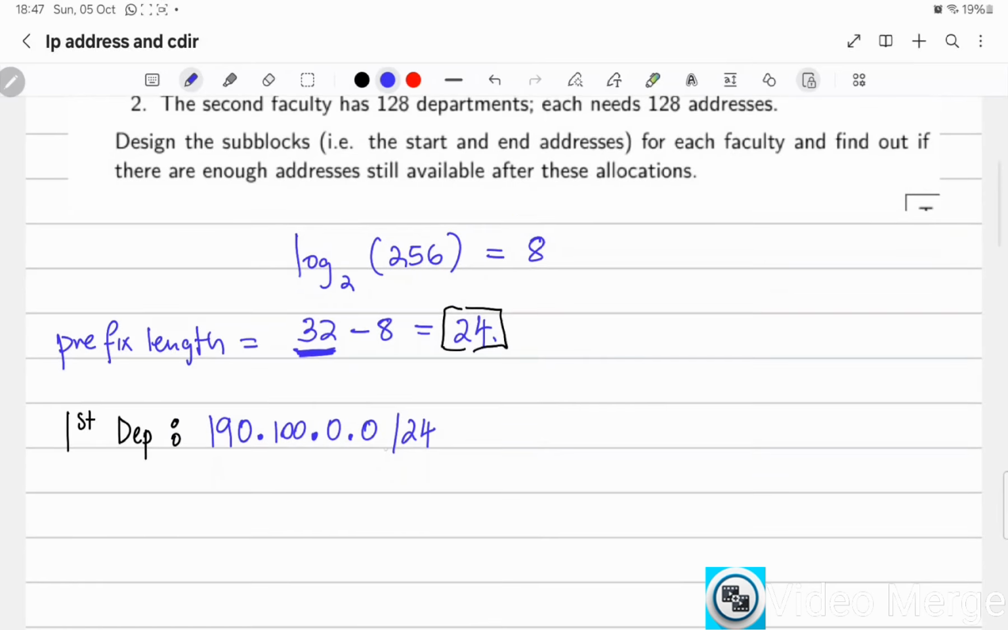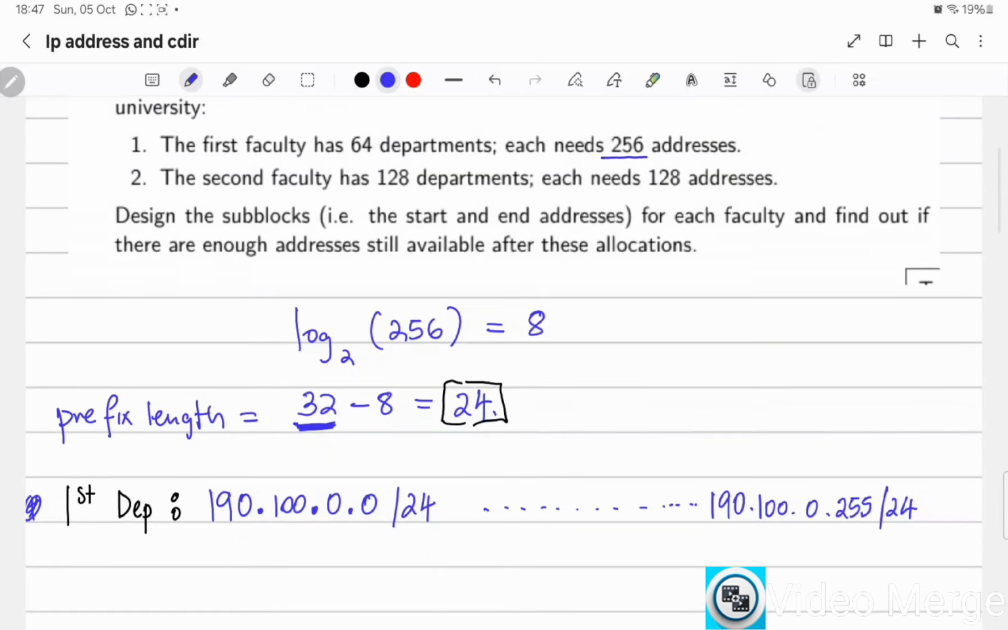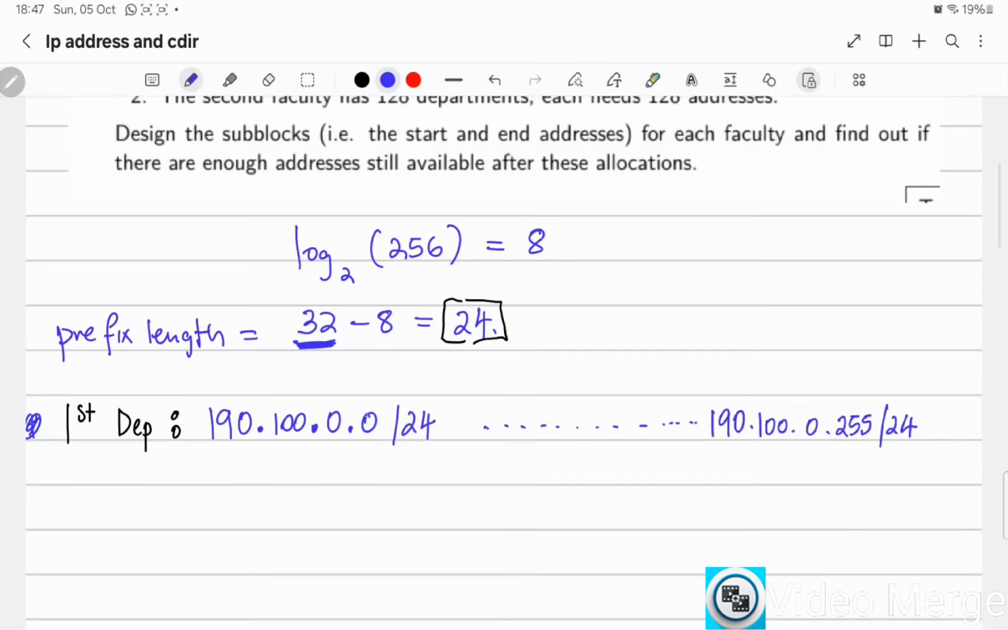So here we are starting from 0. We are going to have all the way 190.100.0.255/24. Now this department has been allocated exactly 256 addresses, from 0 to 255. Now we go to the second department.